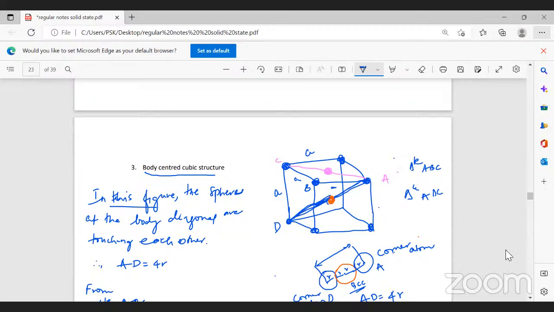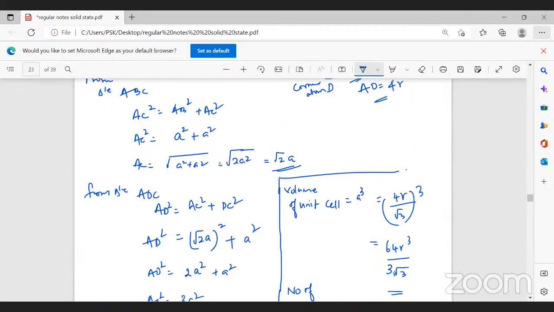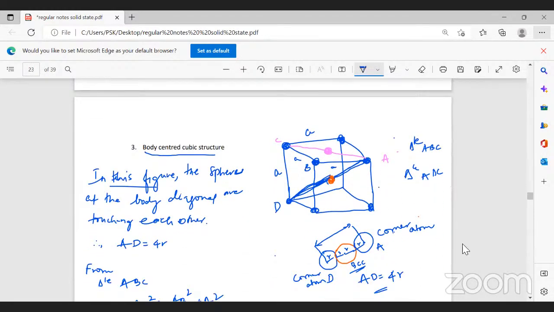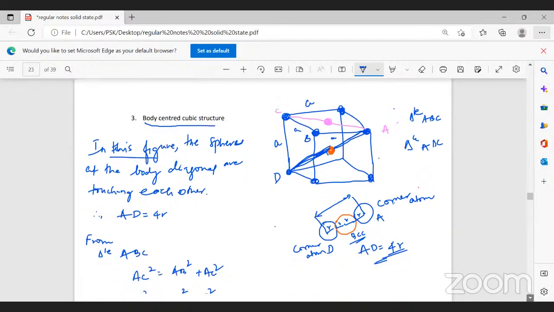Now in case of A and D, the particle which is at the center is touching both the particles in the corner. Therefore, we are writing it as what? This is a corner atom D, this is a corner atom A, and this is a body center atom. So the distance between A and D will be equal to 4R. This is the understanding. Now AD is 4R. From this, we can start our derivation.